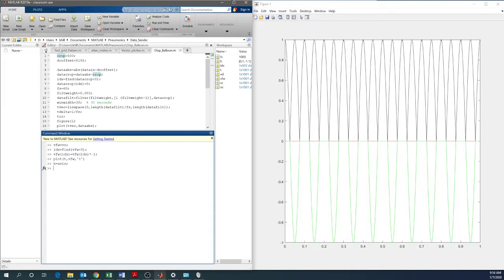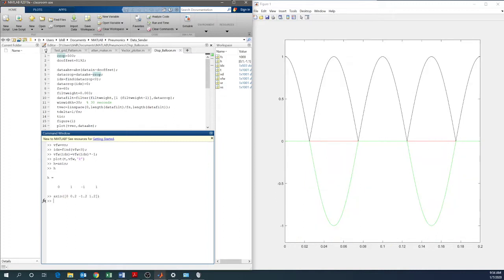And we'll do axis of H. Let's see what H was. Axis of 0 to 0, and I'll do the 0.21. That gives us a better idea of what we've got going on there, maybe a little bit more zoomed in version of that. And so we get a nice full wave rectifier.